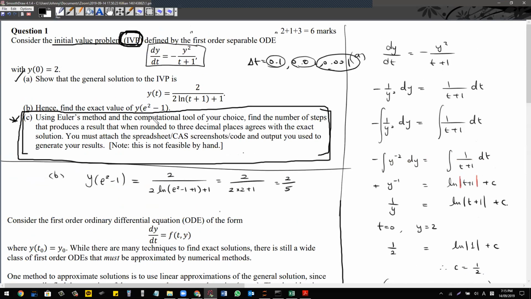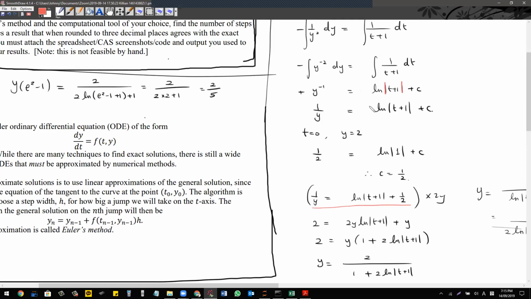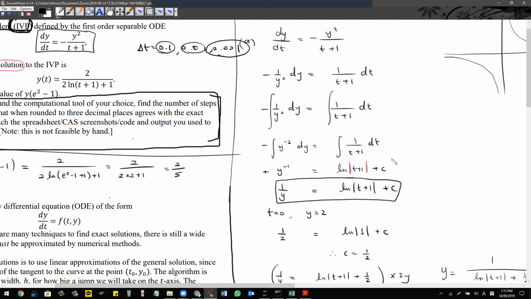Now, I have some issue with this wording here. It's not a general solution. This is the general solution here. You see how this still involves c? When you integrate that and you don't plug in any initial values, then you get the general solution. So a general solution involves constants or coefficients.